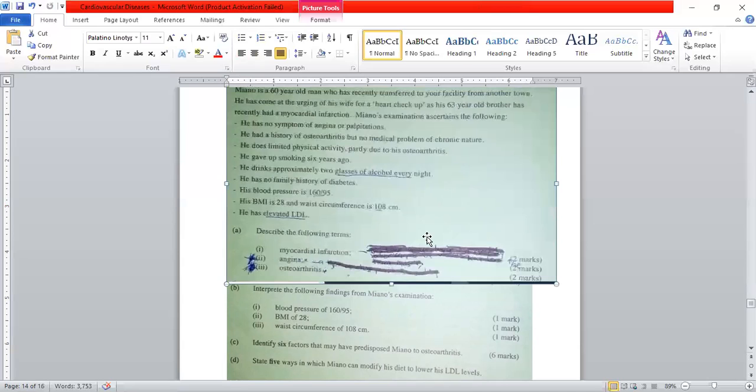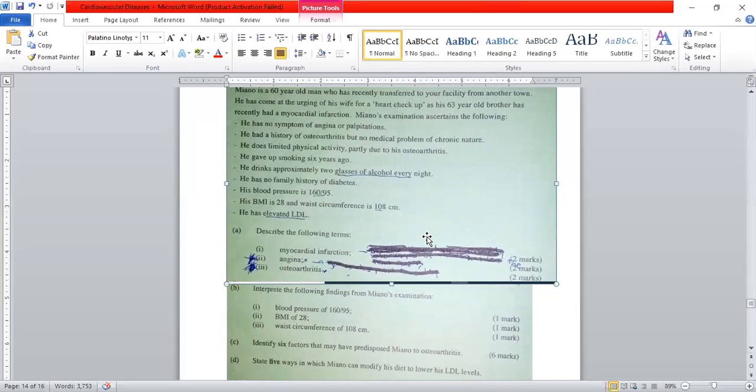So we have Miano, who is 60 years old, a man who has recently transferred to your facility. Now, this facility is where you are a nutritionist, from another town. He has come at the urging of his wife for a heart checkup. His 63-year-old brother has recently had a myocardial infarction.